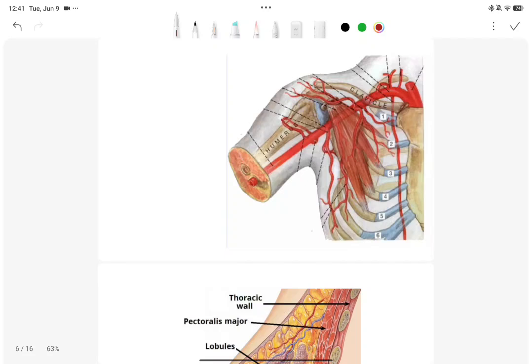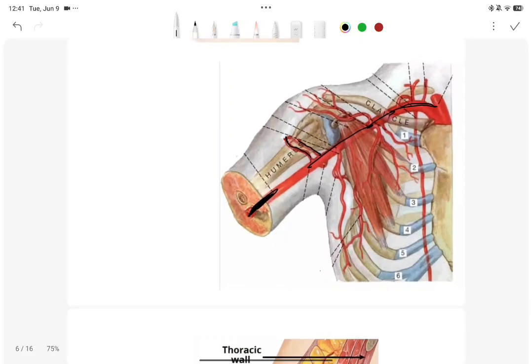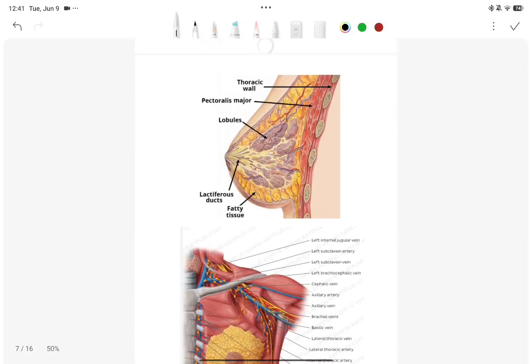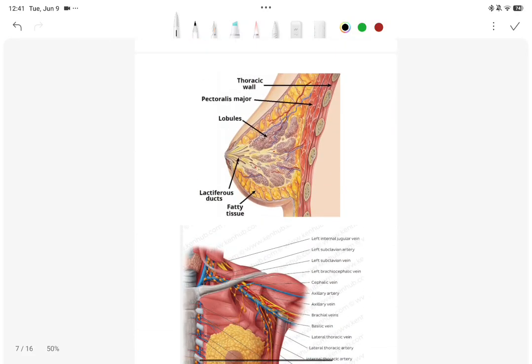This is the anterior and the posterior circumflex humeral artery, and this is the axillary artery, and this is the subclavian artery, and behind the teres minor this is the brachial artery. And okay guys, this is the thoracoacromial artery. So let's go on to the breast.